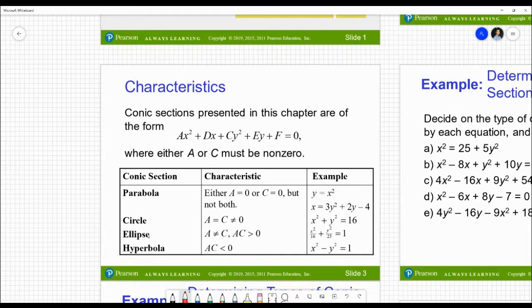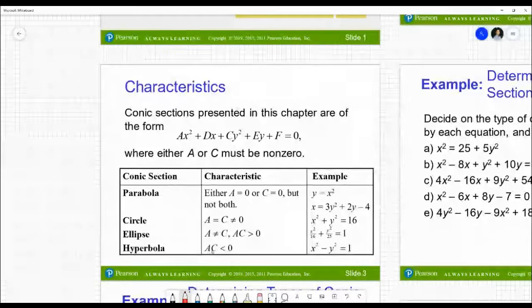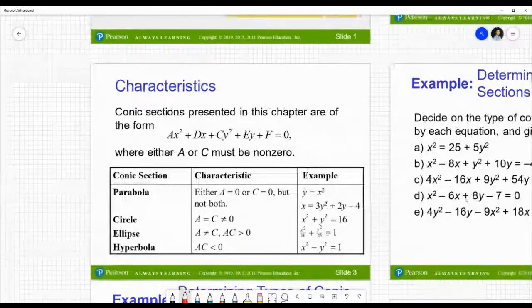Remember that an ellipse is going to be very similar to a circle, but the denominators of the x squared and y squared have to be different from each other, and that's where this comes in. So you can see here, our a and our b values have to be different. For a hyperbola, A times C has to be less than 0, which means that either A is positive and C is negative, or C is positive and A is negative. So A times C less than 0 means that one of them has to be negative; they both cannot be negative at the same time.